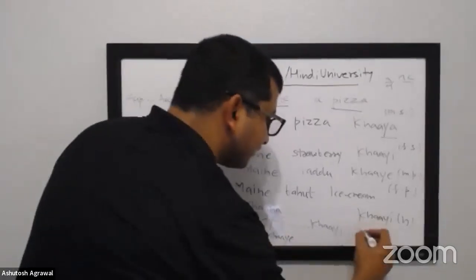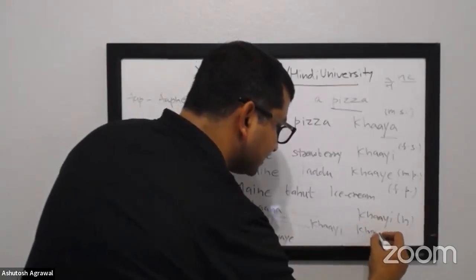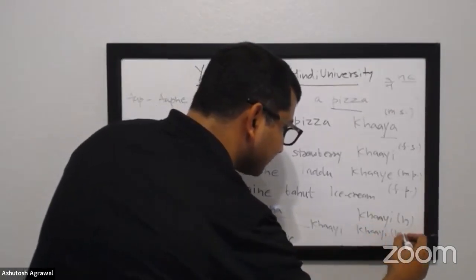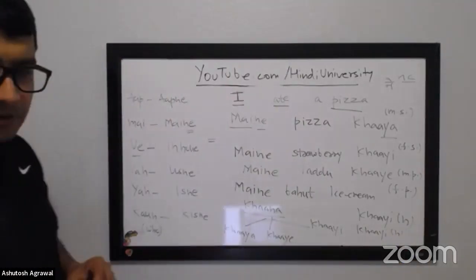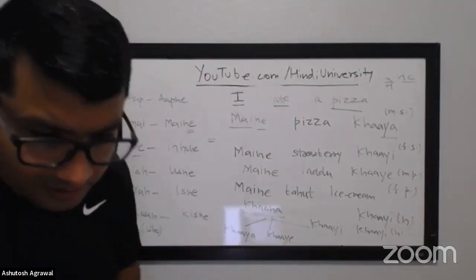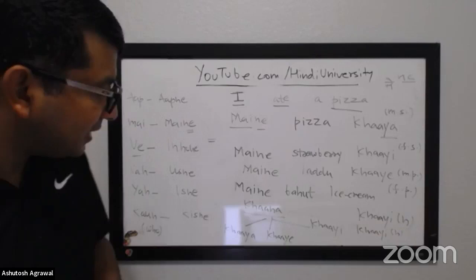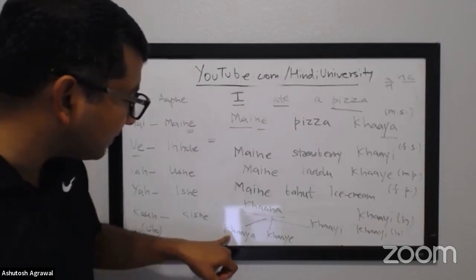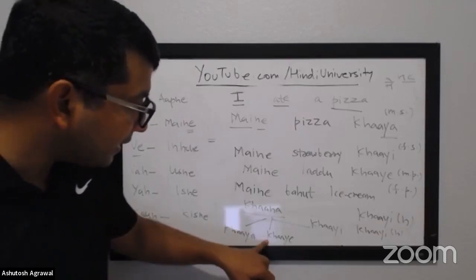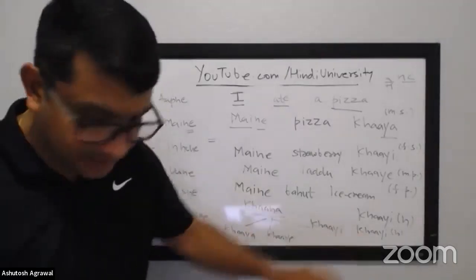Okay, and for feminine plural it is khai with a nasalized sound, khai. Okay, so I hope you can see it. If it is too fuzzy, let me read it one more time. Khaya, khaye, khai, and khai.